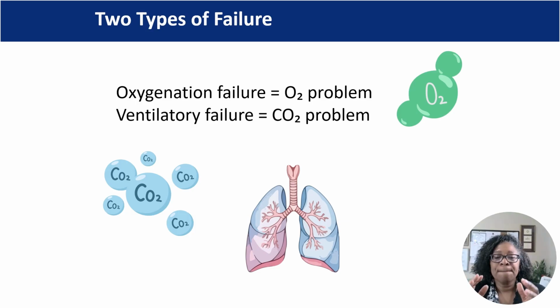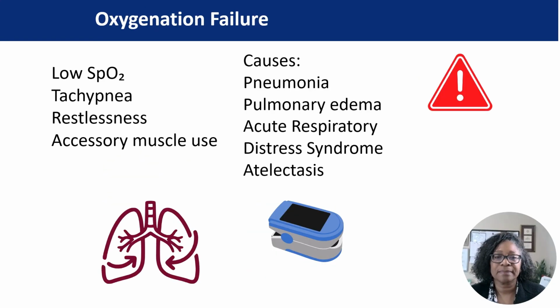Okay, so respiratory failure can be divided into two main types: oxygenation failure and ventilatory failure. And that's basically what we're going to talk about in today's lesson. Now, oxygenation failure occurs when the lungs cannot effectively move oxygen into the bloodstream. The problem is oxygen is not getting in, right? Common causes could be pneumonia, pulmonary edema, acute respiratory distress syndrome, or atelectasis.